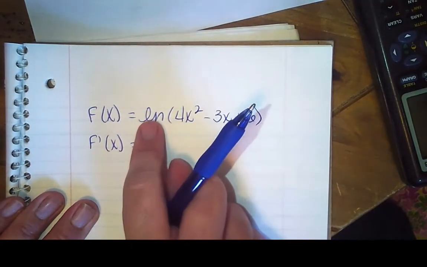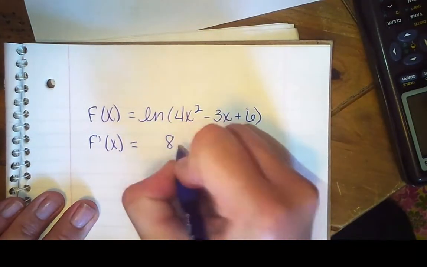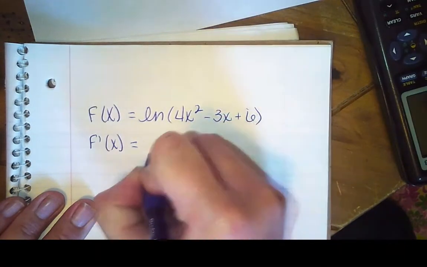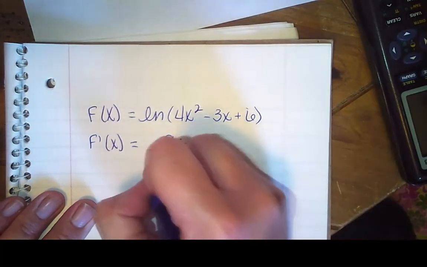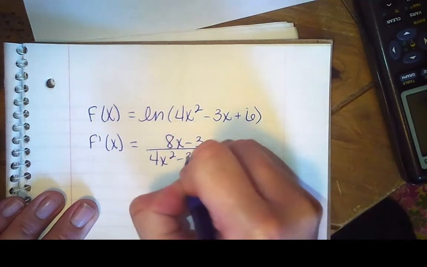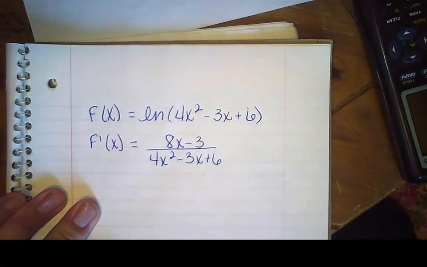So the derivative of a natural log is the derivative of the argument, which is 8x minus 3, over the argument itself. So just rewrite the argument: 4x squared minus 3x plus 6. And that's it. You're all done.